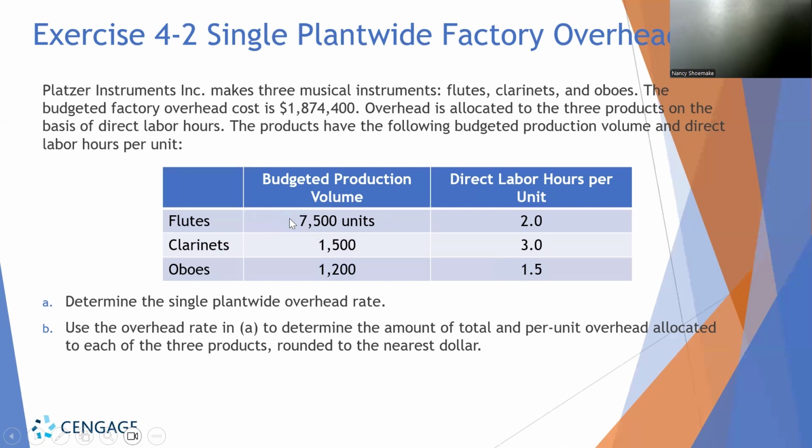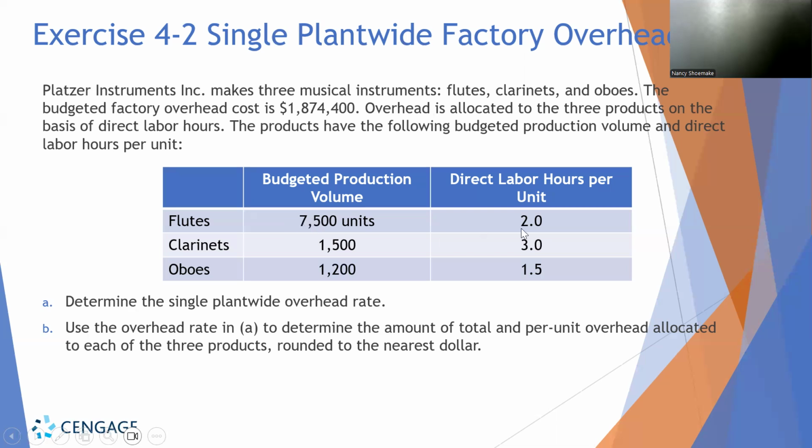They're going to make 7,500 flutes. So you see clearly here, a lot's going to these flutes. The clarinets, 3, the oboes, 1.5. So we are going to come up with the total, use the overhead rate to determine the amount in total and per unit overhead allocated to each of these products. So we're going to come up with the number of direct labor hours.